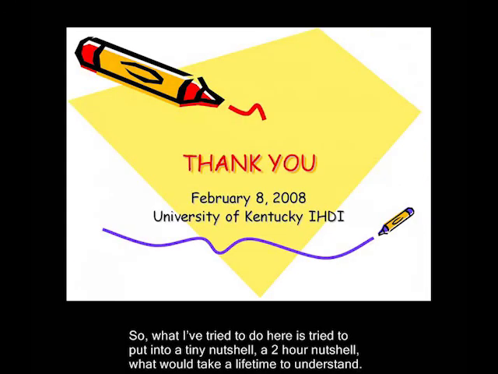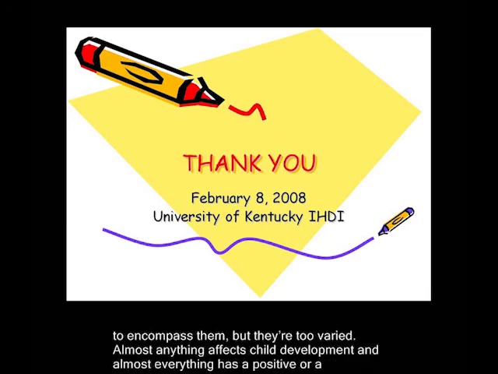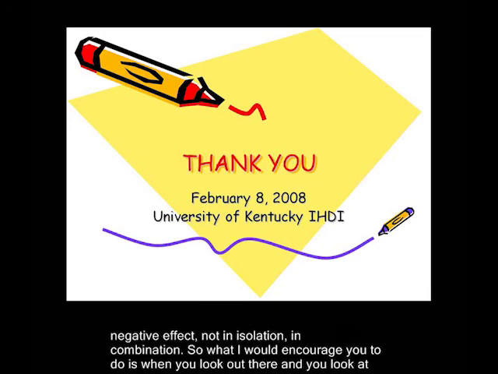So, what I've tried to do here is put into a tiny nutshell, a 2-hour nutshell, what would take a lifetime to understand. But it's to show you the varied and complex issues that are involved in child development. When you say factors, I have tried to encompass them, but they're too varied. Almost anything affects child development, and almost anything has a positive or a negative effect, not in isolation, but in combination.